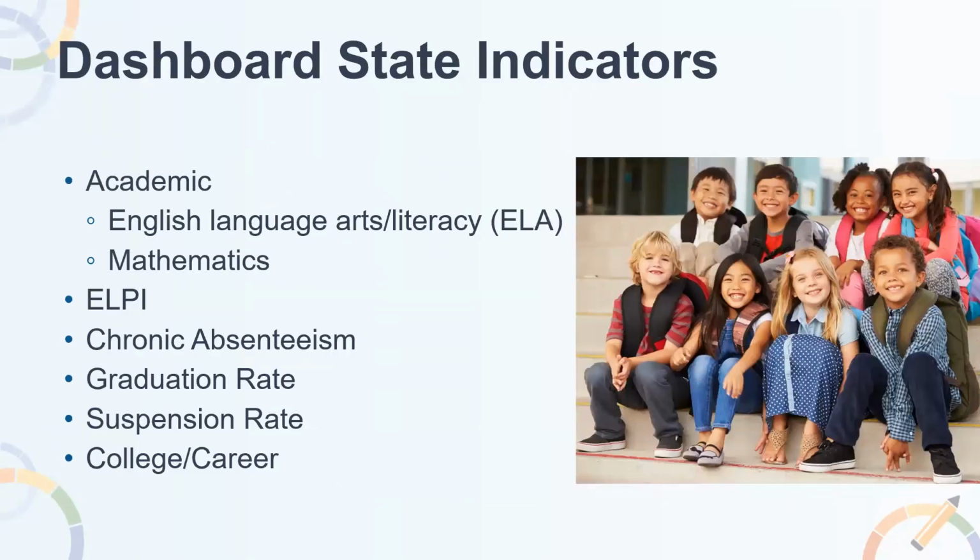The dashboard displays performance through 6 state measures. They are academic performance, which includes measures for both English Language Arts and Literacy, or ELA, and mathematics, English learner progress, chronic absenteeism, graduation rate, suspension rate, and college career indicator. The college career indicator is reported as a status-only indicator on the 2023 dashboard.